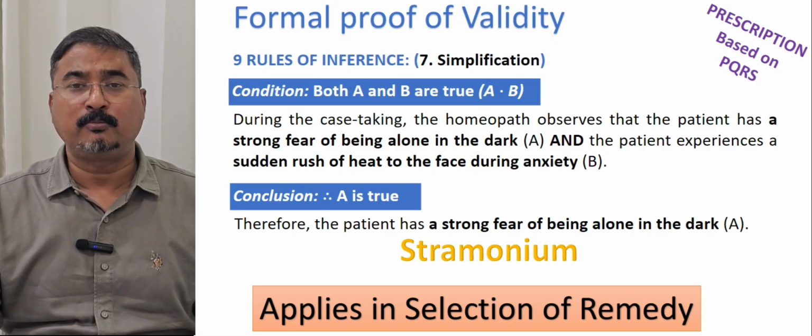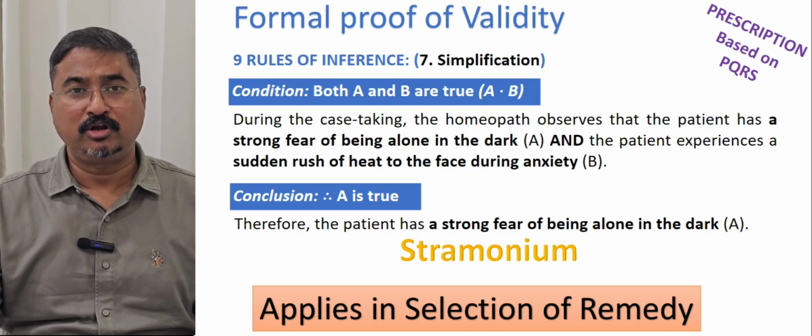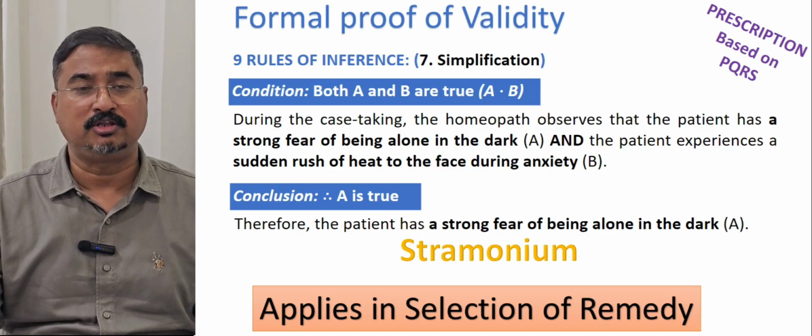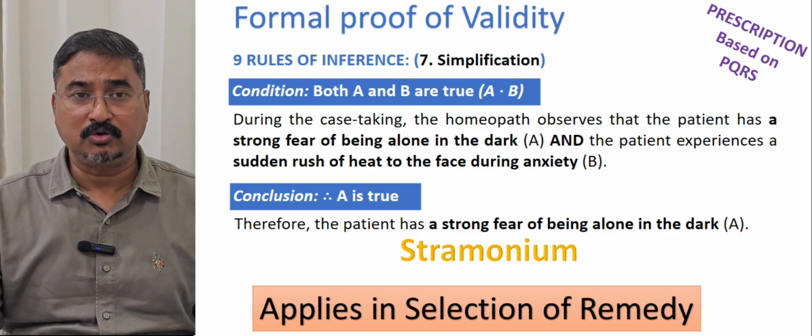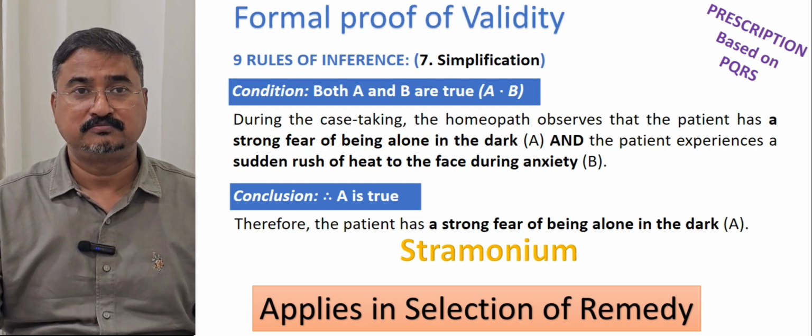Together, these form the combined premise that A and B are both true. Now, by applying the rule of simplification, we are logically entitled to focus on either one of these symptoms individually. So we conclude, therefore, the patient has a strong fear of being alone in the dark.